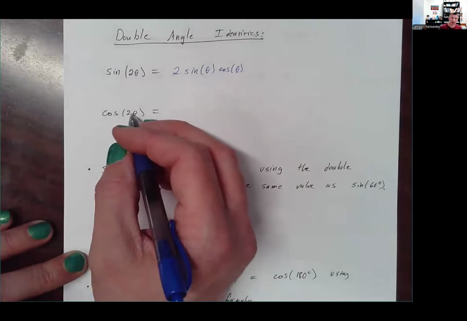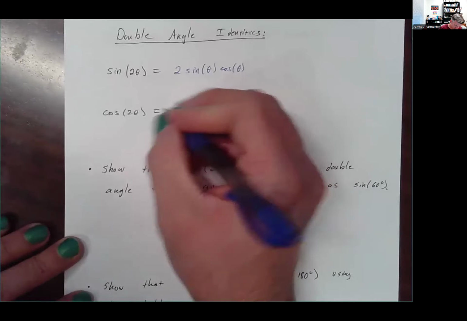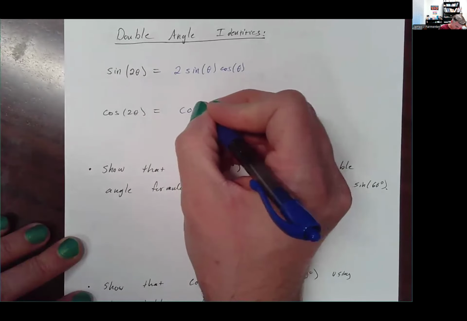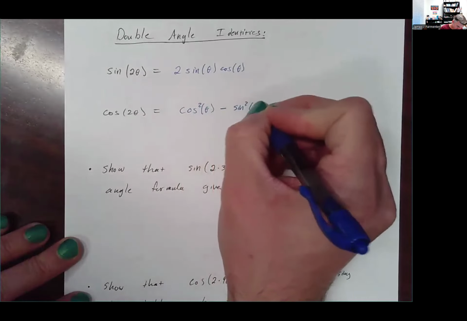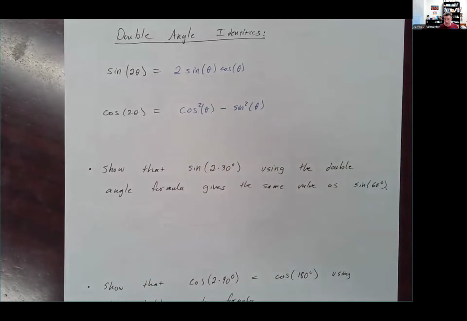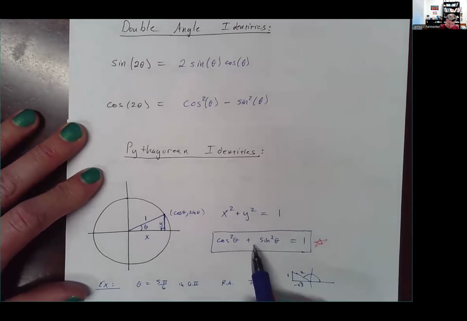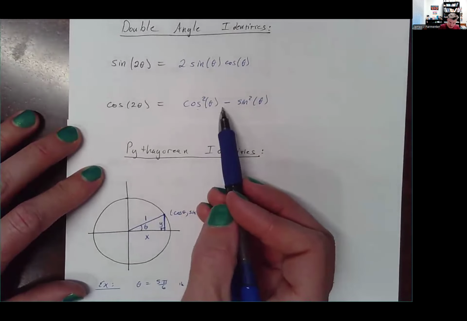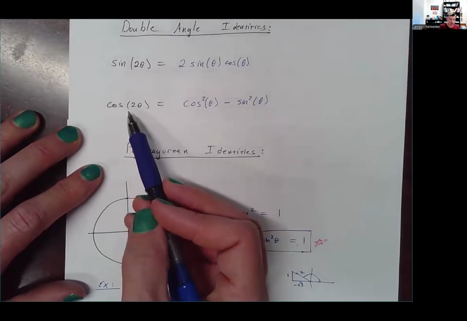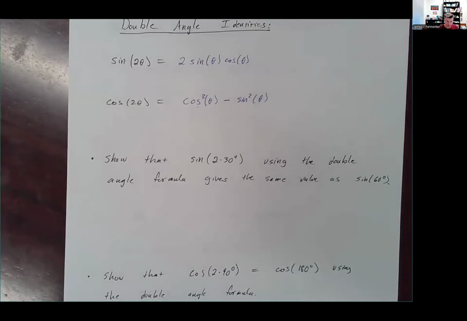There's a similar but different formula for cosine 2 theta. Cosine of twice theta is cosine squared of theta minus sine squared of theta. Careful, don't confuse this formula with the trig identity we just talked about. The other trig identity was cosine squared theta plus sine squared theta equals 1, whereas this one is cosine squared theta minus sine squared theta equals cosine of 2 times theta. Very different. They look very similar.